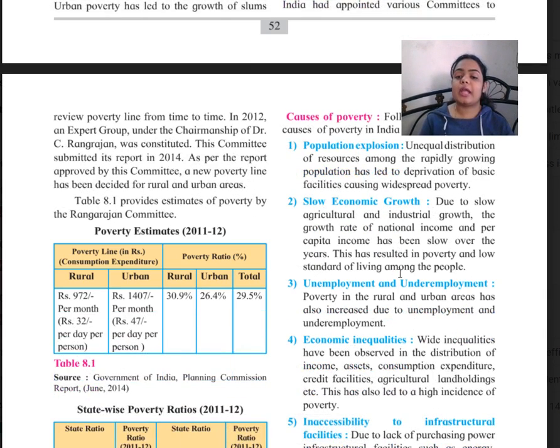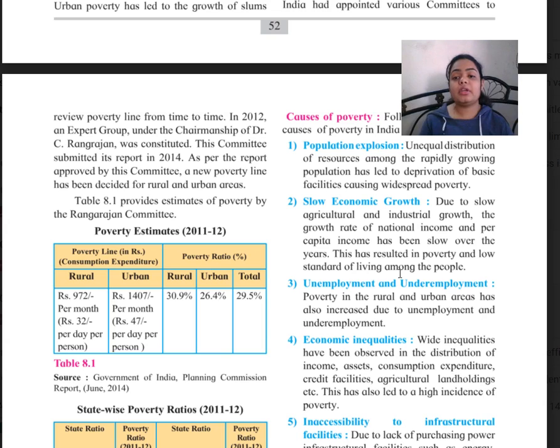Due to agricultural and industrial growth, the growth rate of national income and per capita income has been slow over the years. It has resulted in poverty and a low standard of living among the people. So, the second is slow economic growth.